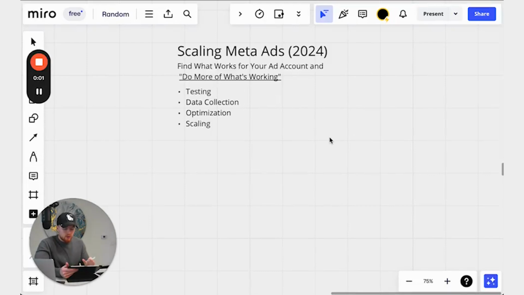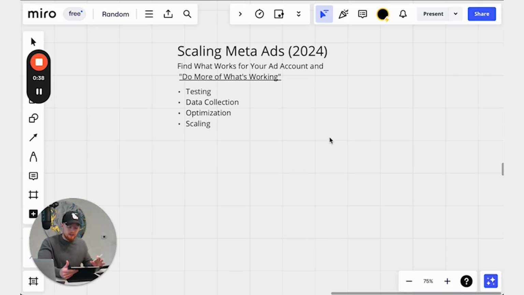All right, so let's go over scaling Meta ads and figuring out what works for you. The first and most important thing is finding out what works in your ad account and doing more of what's working. Do more of what's working should always be your motto, and never getting stuck following just one strategy that somebody's talking about or system to use. You have to figure out what works for you as a media buyer and inside your ad account, and then continue doing more of what's working. And that's the difference between testing and scaling. Testing is figuring out what works, and scaling is doing more of what's working.